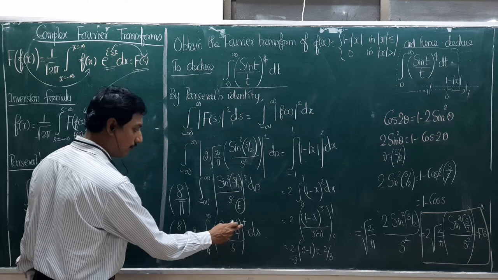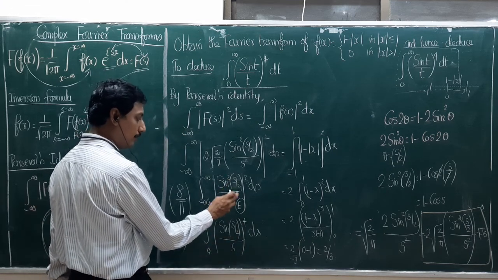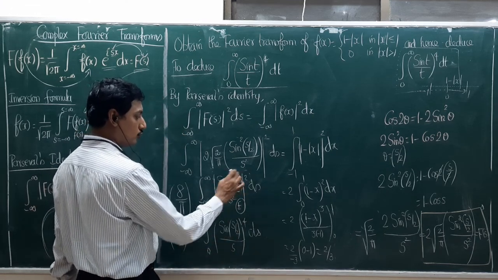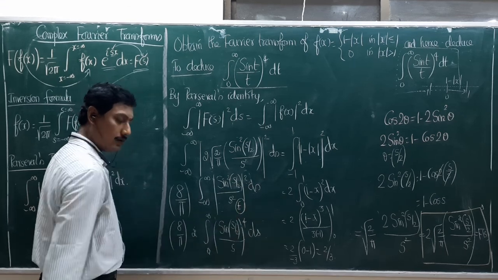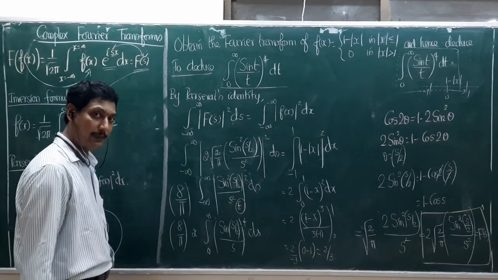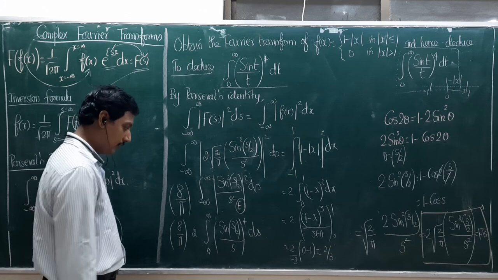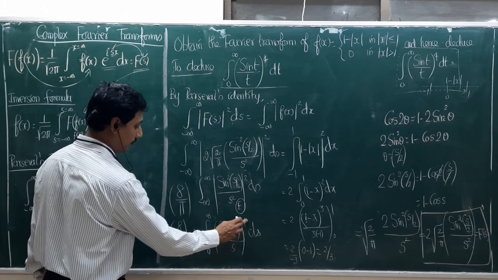You see that power 4? How does this come to power 4? Power 2 is common, whole power 2, so 2 into 2 becomes 4. By the law of indices, a power m, power n equals a power m into n. So sine s by 2 by s, whole power 4 ds.